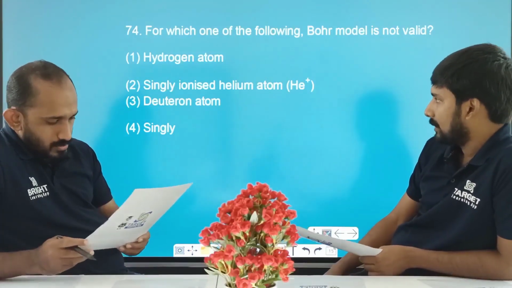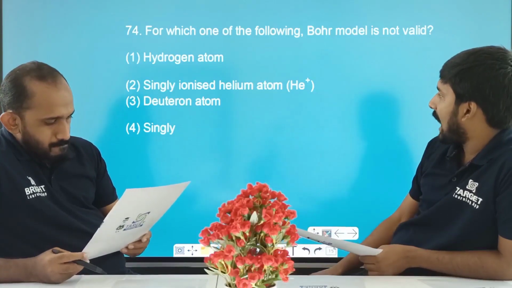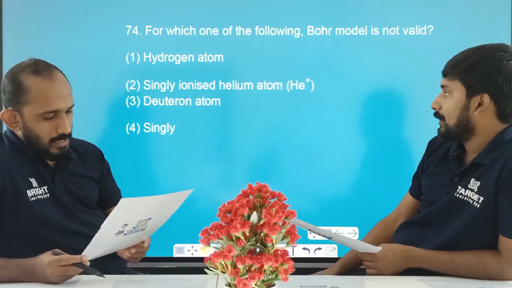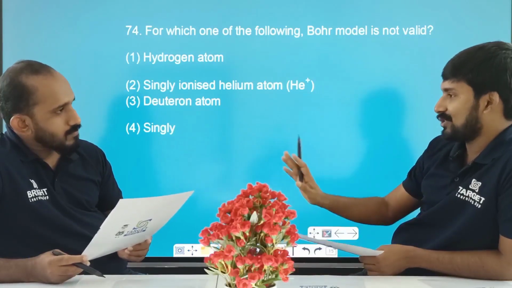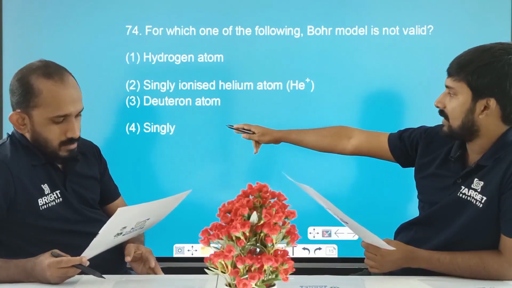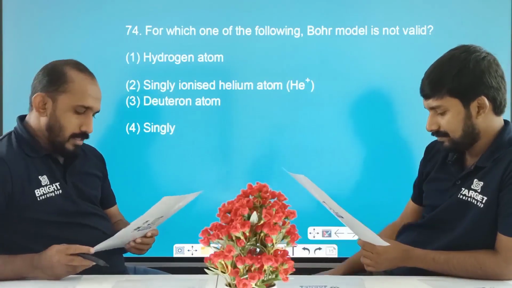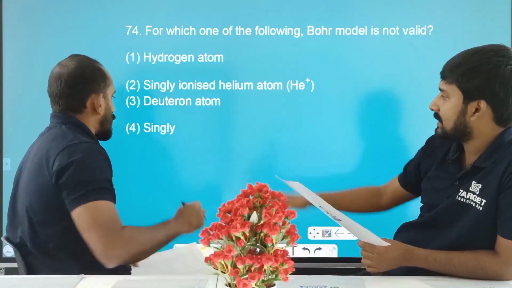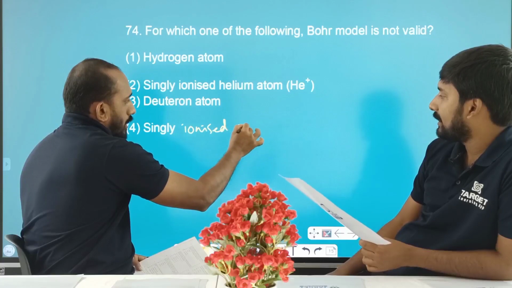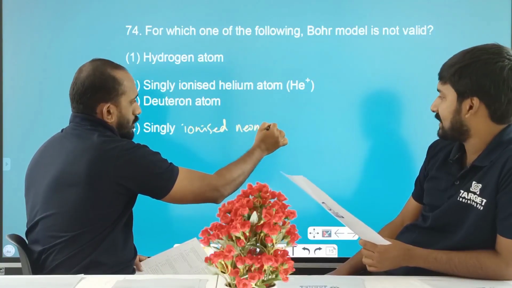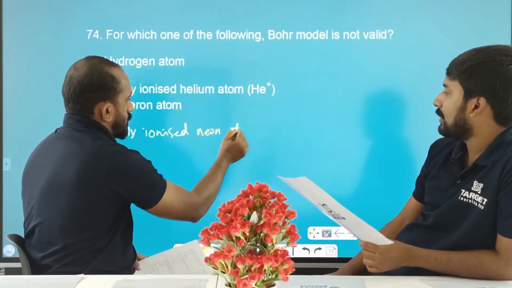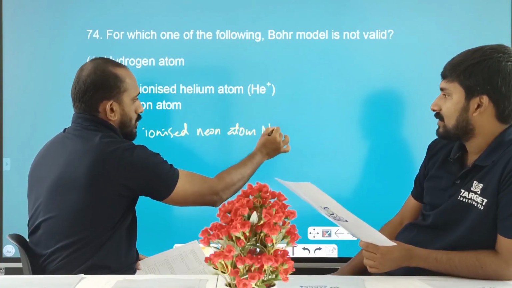The next one is the singly ionized helium atom, which contains only one electron, so it is also a hydrogen-like atom. The deuteron atom also contains one electron, so it is a hydrogen-like atom. A singly ionized neon atom is Ne plus. The atomic number of neon is 10, so Ne plus will have nine electrons.